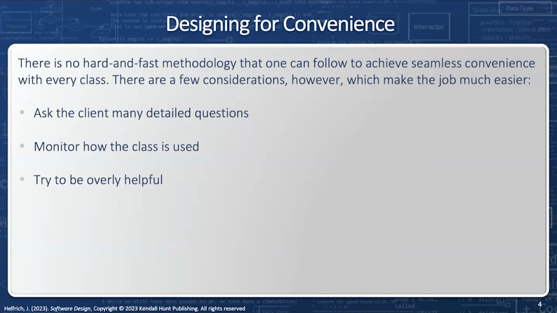And finally, try to be overly helpful. You're trying to assume as much of the client's job as possible so their work is as easy as possible. In other words, we want complexity to go from the client's code into the provider's code, and we're going to hide that complexity in our class.